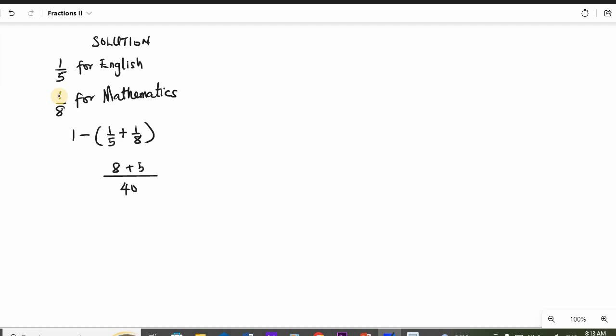Now in solving this, this is what we have. So this is 1 minus 8 plus 5 over 40, which gives us 1 minus 13 over 14, which gives us 27 over 14. So this is our final answer.